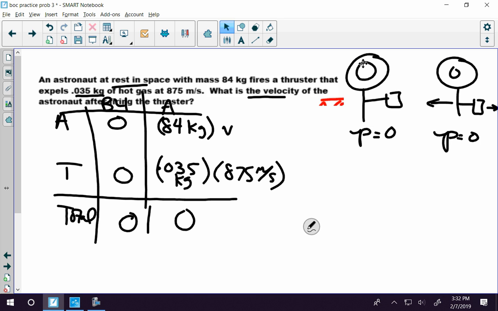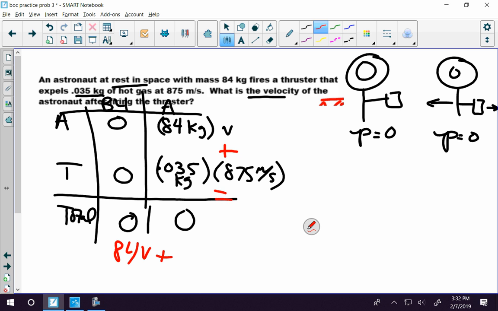Now, just as we did before, this plus this equals the 0. There's your algebra. So 84V plus, now I did this math already so that I would make my life a little bit easier, multiply those two together. That's going to be equal to 0. Hopefully it's obvious to you that your answer is going to be negative, and your answer is going to be small because, let's face it, that's a teeny tiny number, right? So 84V equals negative 0.03.